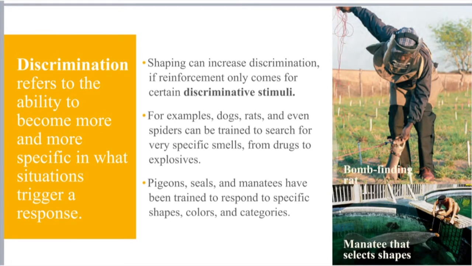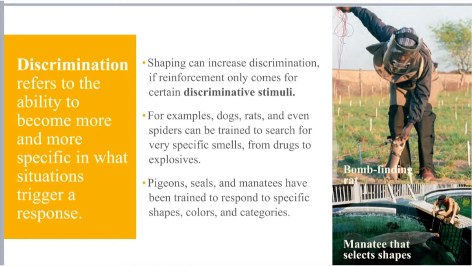Then it's important to recognize too that discrimination impacts our understanding of operant conditioning just as it did our understanding of classical conditioning, right? In this sense, discrimination refers to the ability to become more and more specific in what situations trigger a response, right? So maybe the child knows that temper tantrums don't work at home, but mom and dad get real embarrassed when they do it out in public, so they're quicker to get things that they want when they're in public throwing temper tantrums than when they're at home throwing temper tantrums, right?